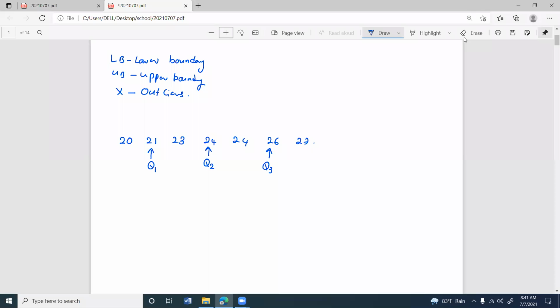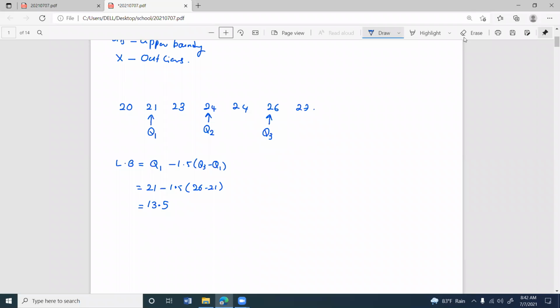You get the lower boundary by Q1 minus 1.5 times (Q3 minus Q1). This is the usual formula for the lower boundary. Q1 is 21 minus 1.5 times (26 minus 21). 26 minus 21 is 5, times 1.5 is 7.5, and 21 minus 7.5 is 13.5, the answer for the lower boundary. But when defining this lower boundary, this is the point we need to understand.